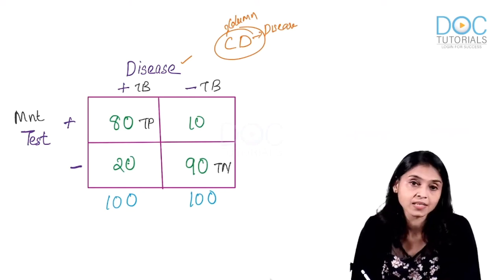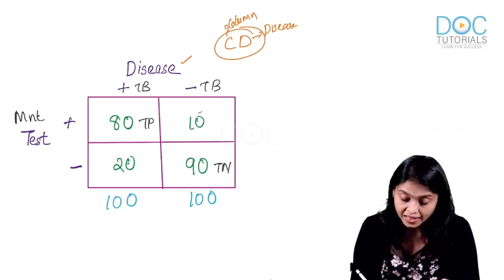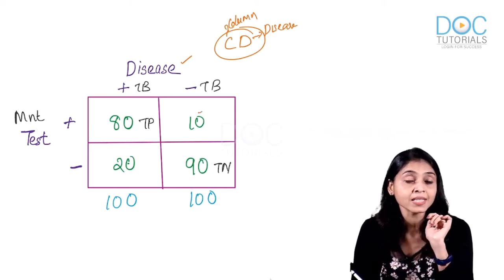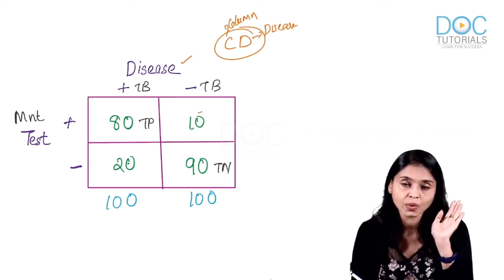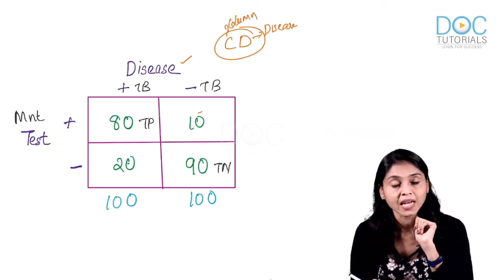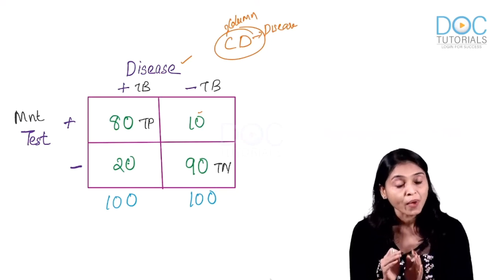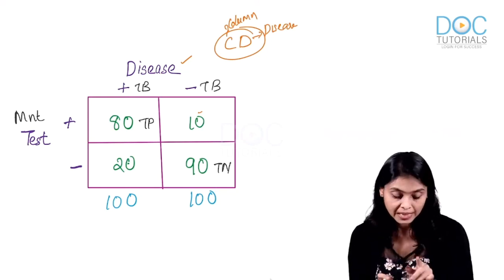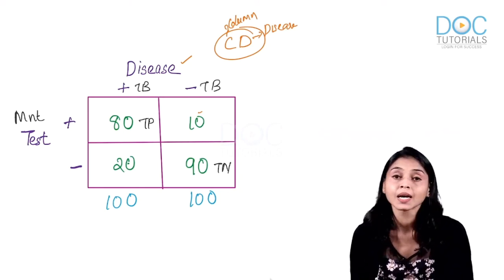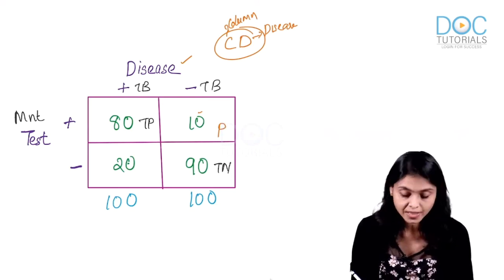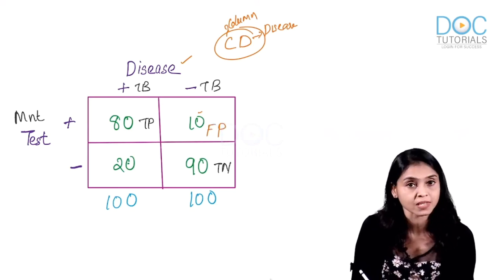What do you call these 10 as? See, these 10, they don't have the disease, they don't have TB, but Mando called them as having TB. Or Mando branded them as having TB. So what do you call them as? The cells are always named according to the screening test result. Here the screening test called them as having the disease, so they'll be branded as positives only, but they don't have the disease. So it is false positives.